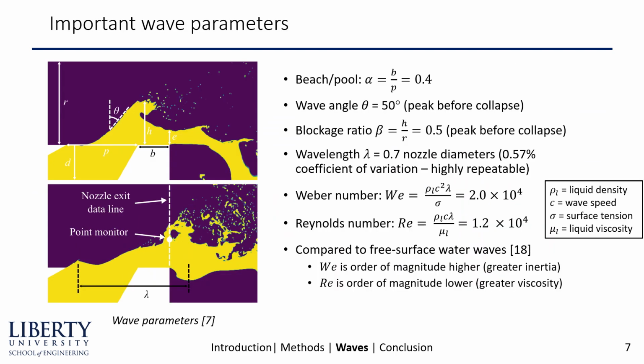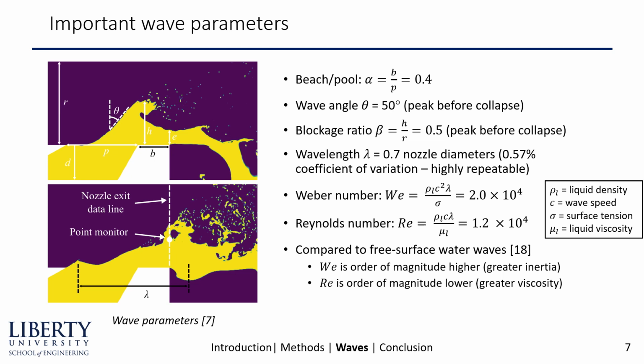Here are some important wave parameters as we look at this system. As far as geometry goes, we have the beach to pool ratio at 0.4. This is something we're interested in altering to see how it affects wave formation inside the nozzle. Wave angle is about 50 degrees at the peak before collapse. That's relatively high for a wave. The blockage ratio is high at 0.5, 50% at the peak before collapse.